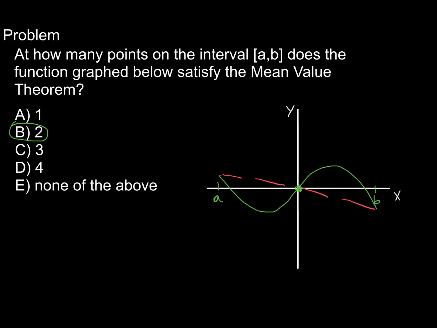And the key thing to take away here is that when you're thinking about the mean value theorem, there's not just one value of C that works. We could have multiple, and we've actually seen examples of that before, so that's something that you want to be on the lookout for.